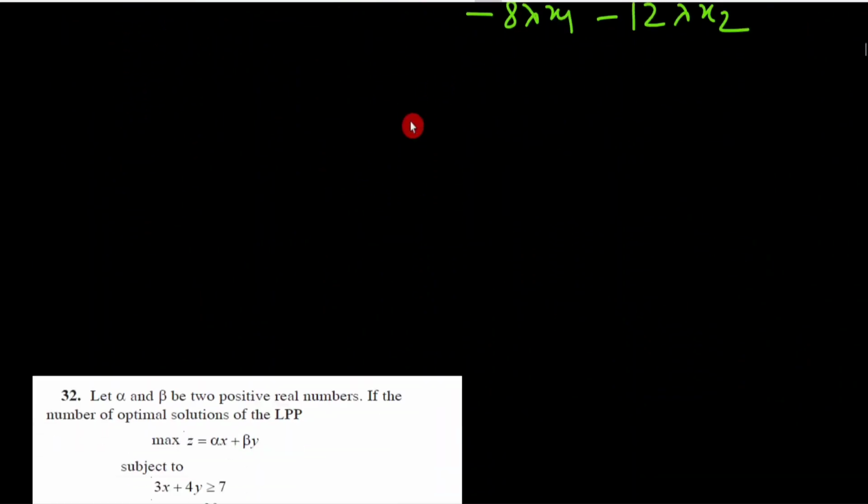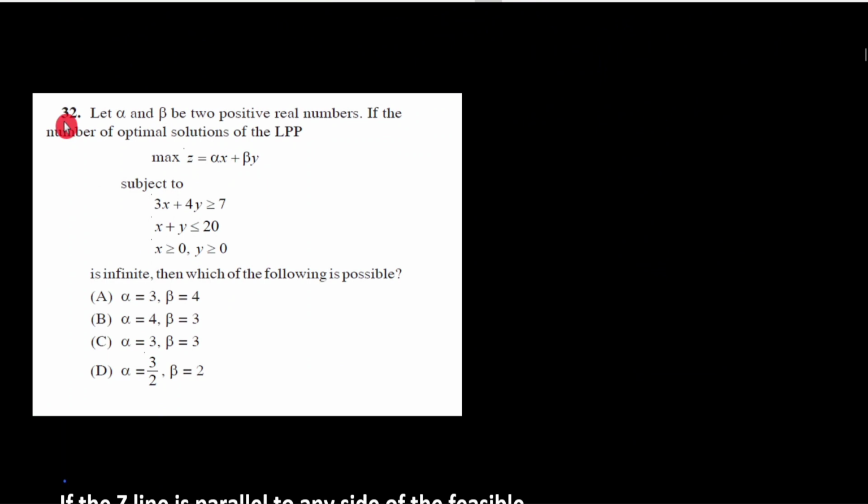Now go to question number 32, which is again from LPP. The question says: let alpha and beta be two positive real numbers. If the number of optimal solutions of the LPP maximum of z equal to alpha x plus beta y subject to the constraints 3x plus 4y greater than or equal to 7, x plus y less than or equal to 2, and x, y satisfying the non-negativity condition, is infinite, then which of the following is possible?